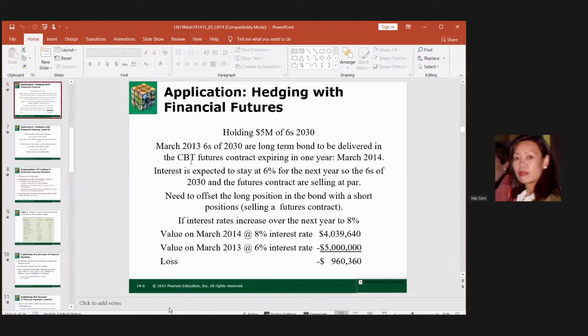To be delivered in Chicago, in the commodity futures market, the futures contract expires in 1 year. Remember we talked about the futures market, right? So you just buy a contract with 1 year maturity, choosing March 2014. This is the bond future. You buy it maturing in 2014. Today is 2013, so you have 1 year. You're just hedging for 1 year.